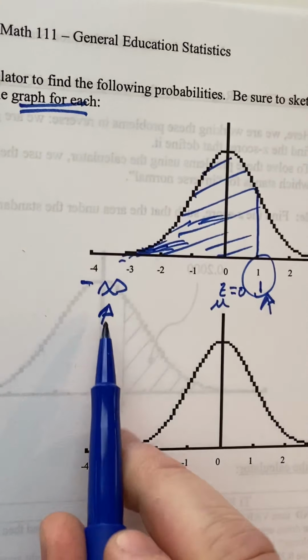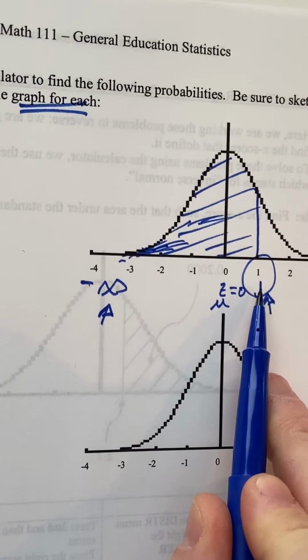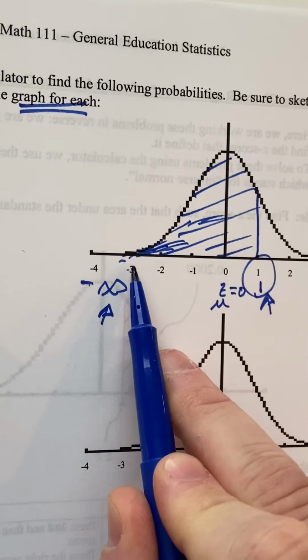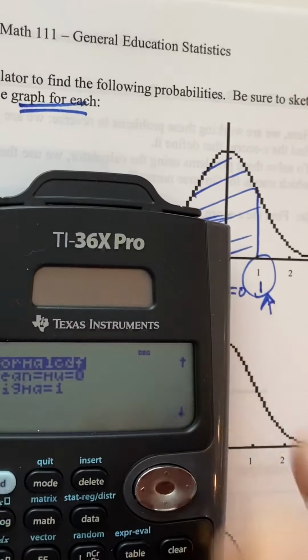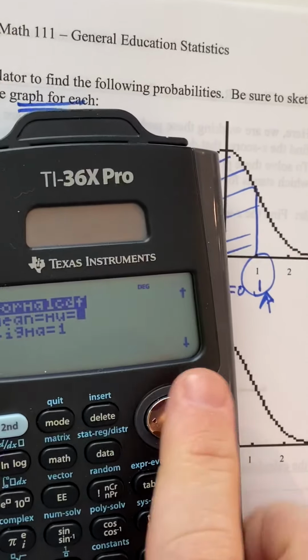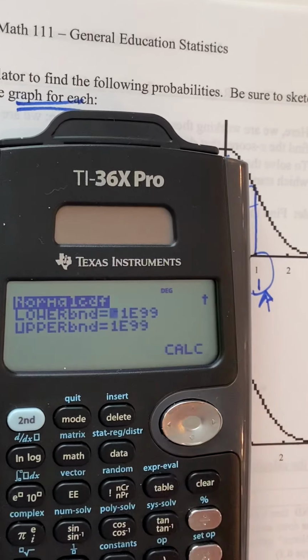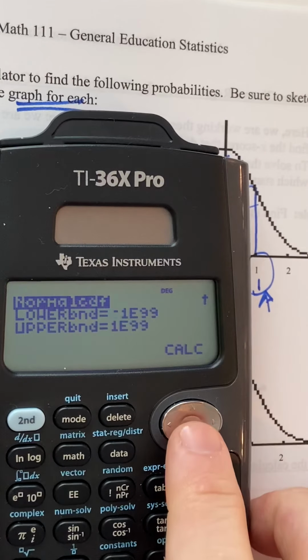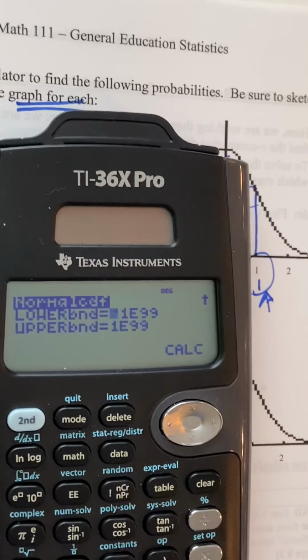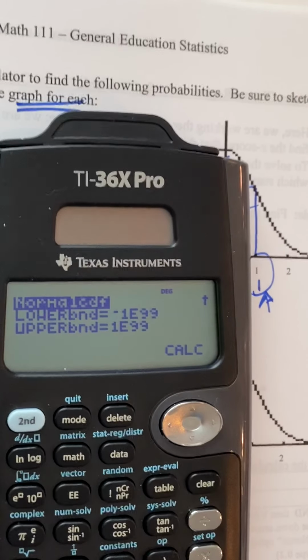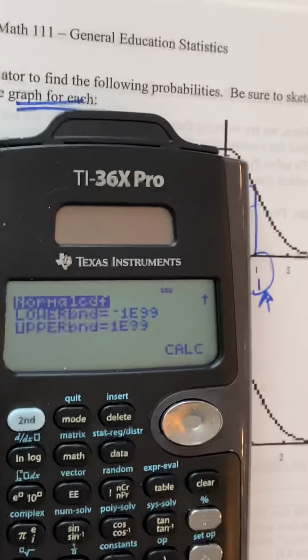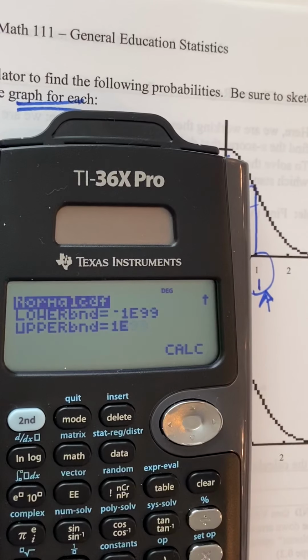So to find the area between negative infinity and 1, or the area left of 1, here's how we do it on our calculator. Again, for these normally distributed curves, the average is 0. And then the leftmost bound, or the lower bound, is negative infinity. Go ahead and keep that. That one's good. This is actually negative 1 with 99 zeros after it. So that's super duper close to negative infinity. The upper bound, the z value for the upper bound, is 1.